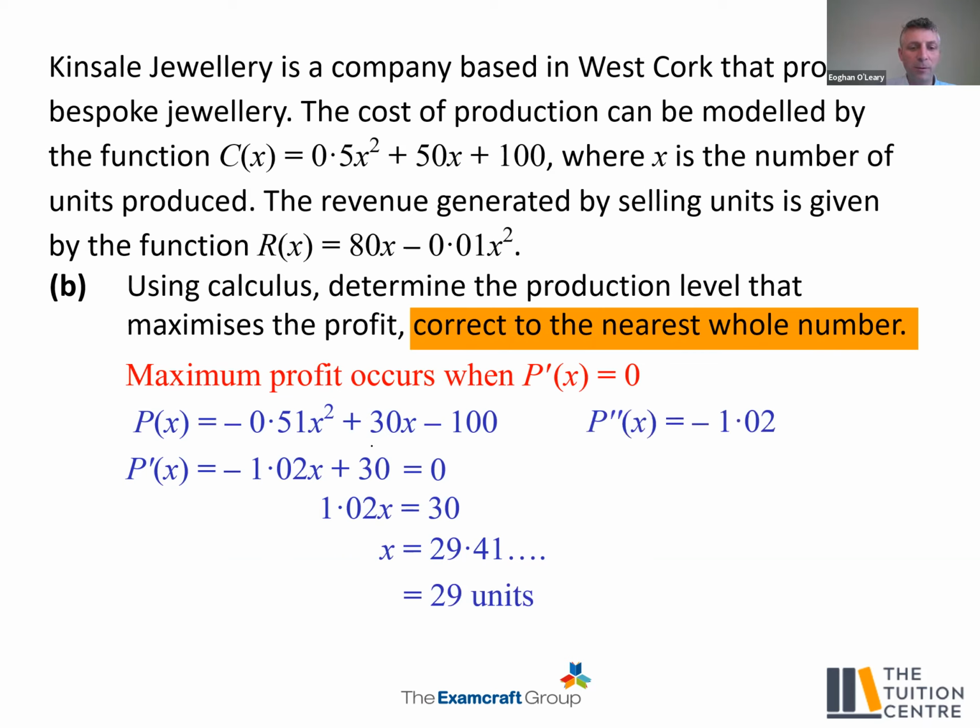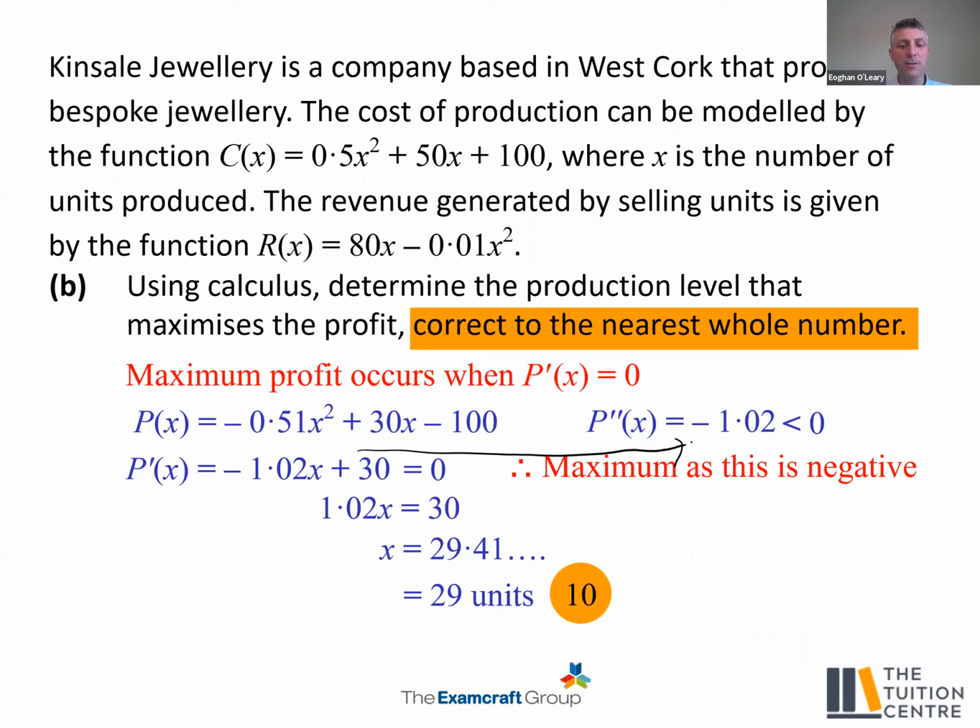We have to make certain here this is a maximum. Our first derivative was a minus 1.02x plus 30. When I differentiate again, I get minus 1.02. It is less than 0, which implies it's a maximum. Second derivative being negative implies we're dealing with a maximum. And that was 10 marks.